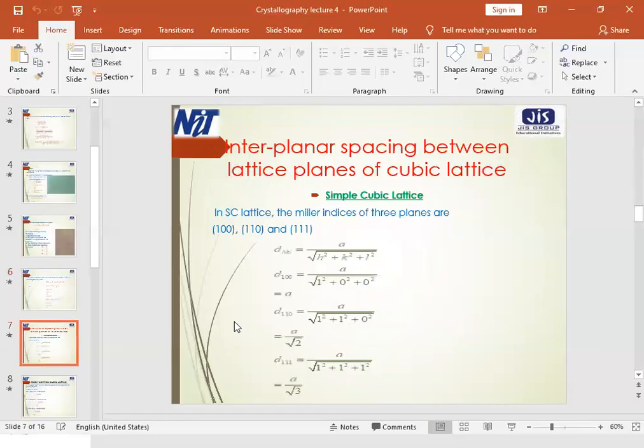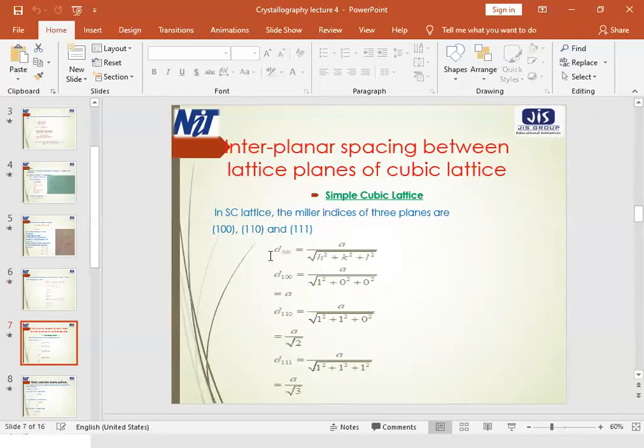So this is confirmed. Now, interplanar spacing between lattice planes of cubic lattice. The formula for interplanar spacing we derived in the last class. Today we will see what the interplanar spacing is in the lattice planes of a cubic crystal. At first we have taken the simple cubic lattice. In any simple cubic lattice, the Miller indices of three planes are 100, 110 and 111.